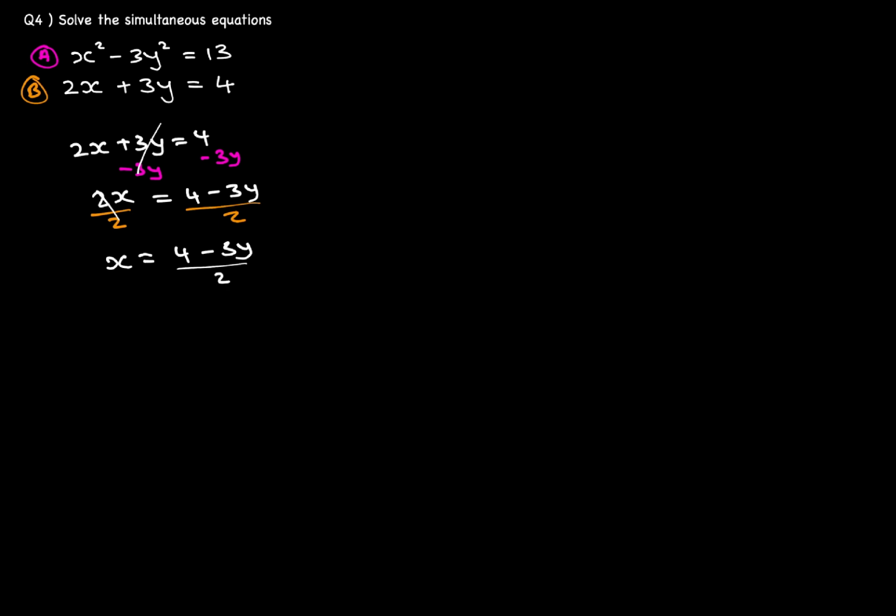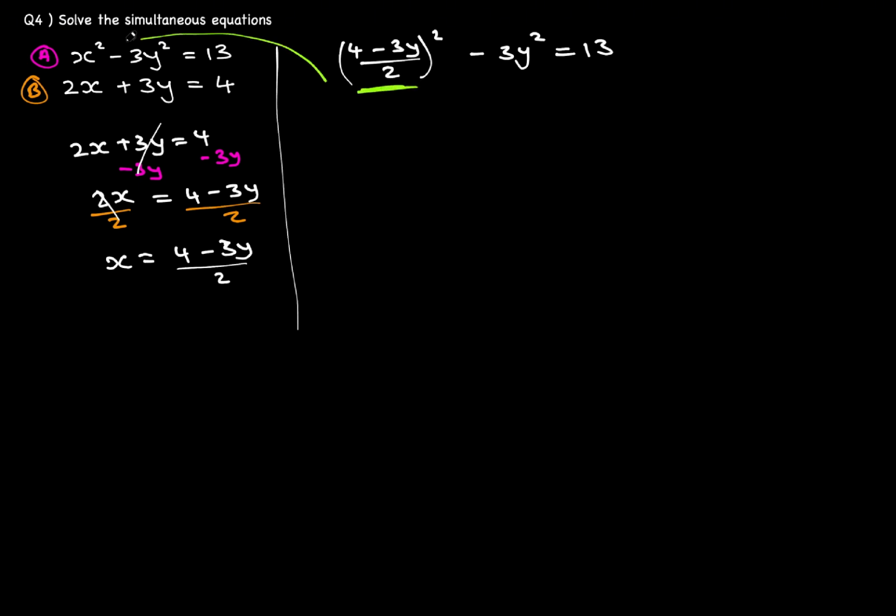The reason this becomes a little bit tricky is because now we've got a fraction that we're going to substitute back into equation A. X is equal to 4 minus 3y over 2. Let me just write that a bit clearer. And if I substitute that back into equation A, I'm going to have 4 minus 3y over 2 all squared minus 3y squared is equal to 13. So all I've done is substitute 4 minus 3y over 2 into x.